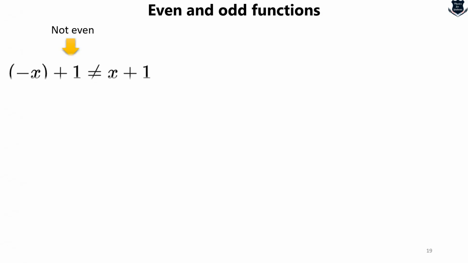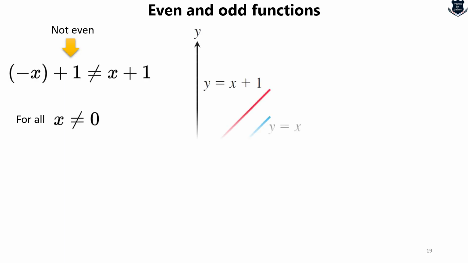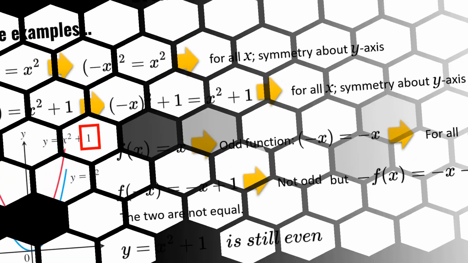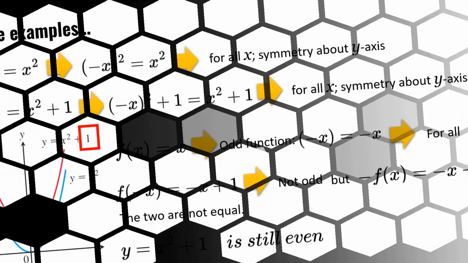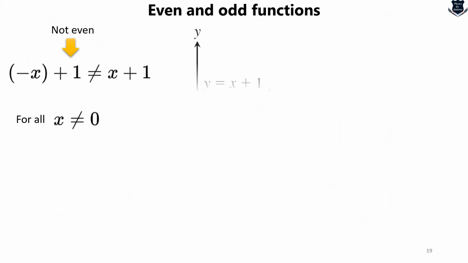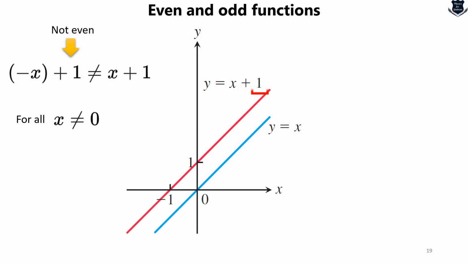Another important graph which comes forward in terms of this understanding: minus x plus 1 is not equal to x plus 1 for all x not equal to 0, and it looks like this. Here you can see that if we add the constant term 1 to the function y equals x squared, giving y equals x squared plus 1, as on the previous slide, it is still even. What we are doing right now is adding 1 to y equals x, giving y equals x plus 1.